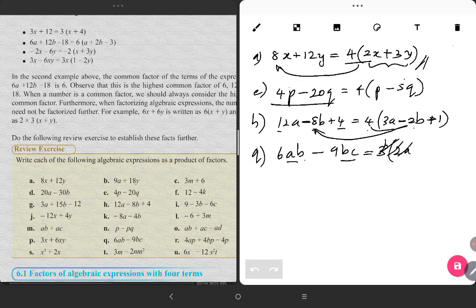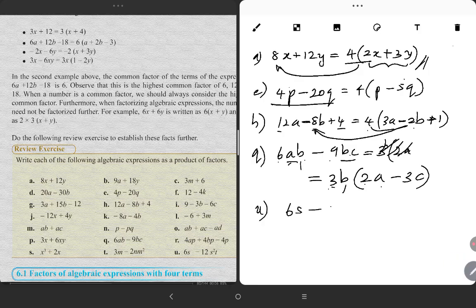Essentially, let me put it this way: 3b, and what's remaining here is 2a. 3 times 2 is 6. This a is here, this b is here, minus 3 times 3 is only 9, because here b we have already taken out. So what's remaining is c. So we have to write it that way. Okay, and let's do u, the last one.